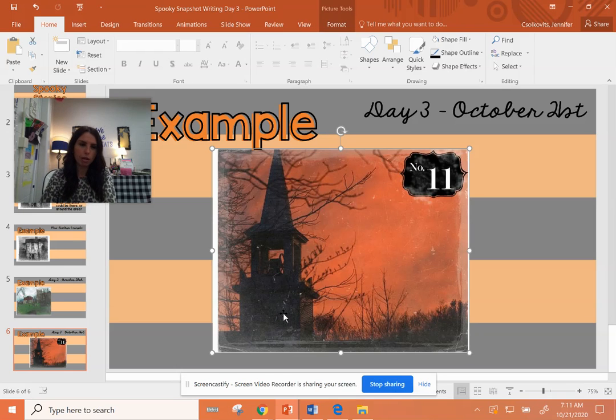Just remember on Friday you will have a quiz on these independent and dependent clauses. So if you need a lot of extra help, please let me know.